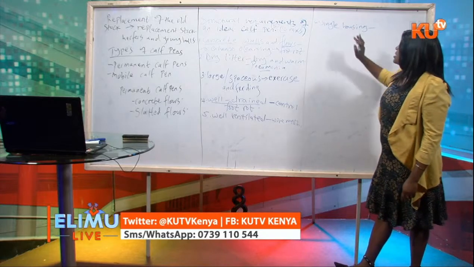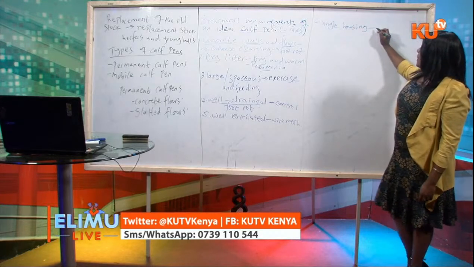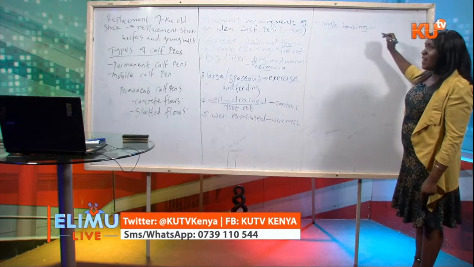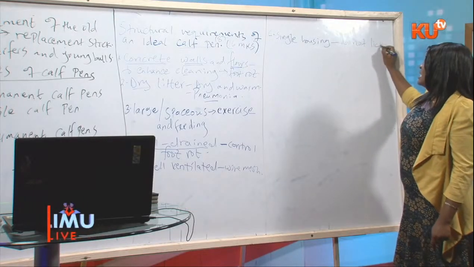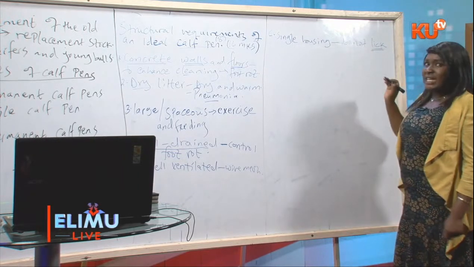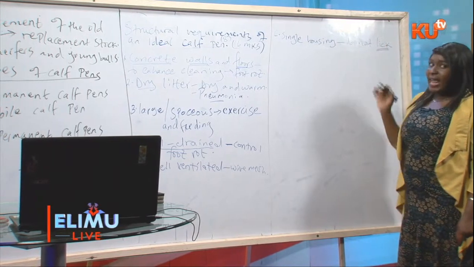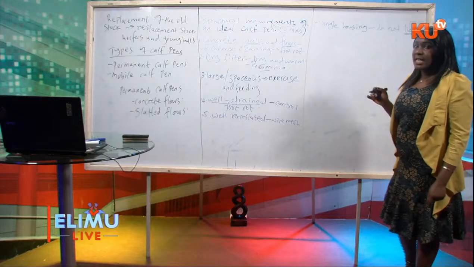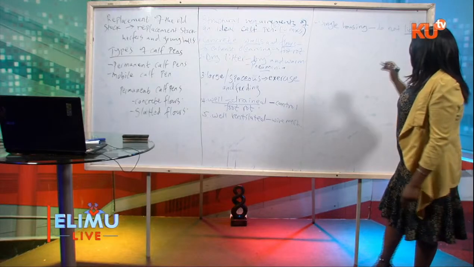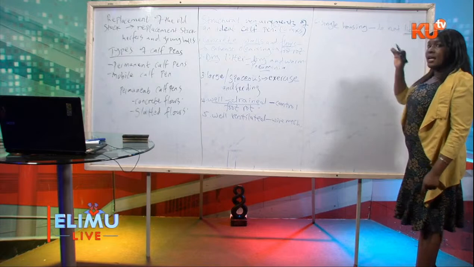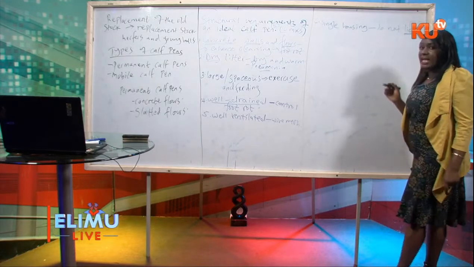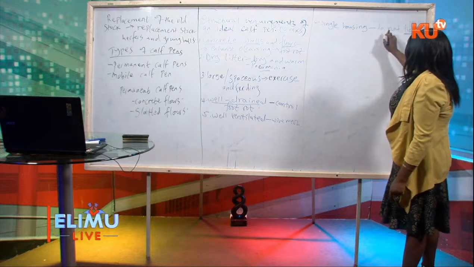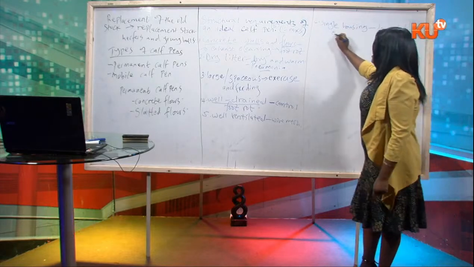And this single housing ensures that the calves do not lick each other. I'm talking of this licking with the L-I. You know, leaks are many. There's the leaking of the water. I hope you understand what I mean by licking. So the calves do not lick each other.